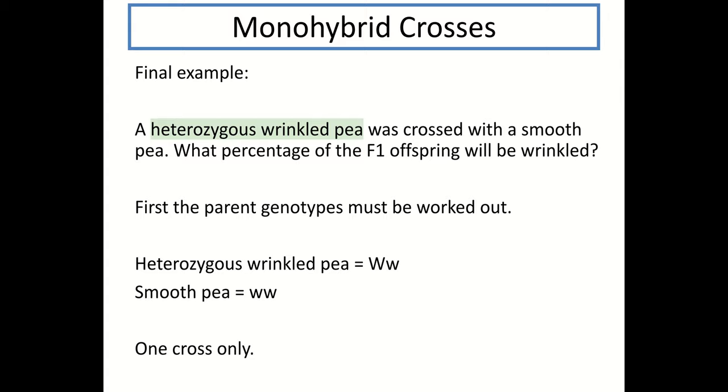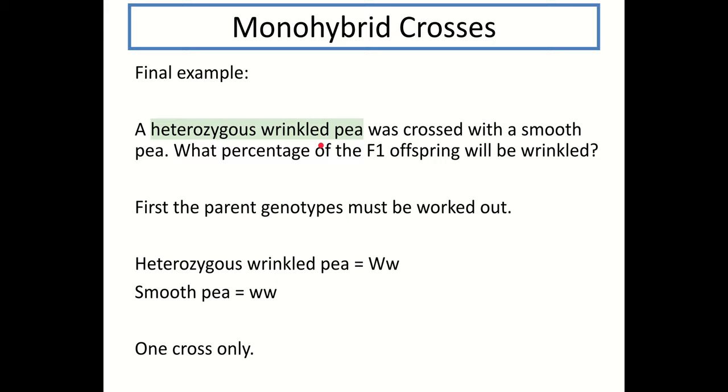At the end, I want to know the percentage that will be wrinkled, and we don't want to know all the percentages. So the phenotypic percentage, and it says I only have to get to the F1 generation, so I only have to do one cross. The first thing I need to do, though, is to work out the parents' genotype so I can actually start the cross. So it says heterozygous wrinkled pea was crossed with a smooth pea.